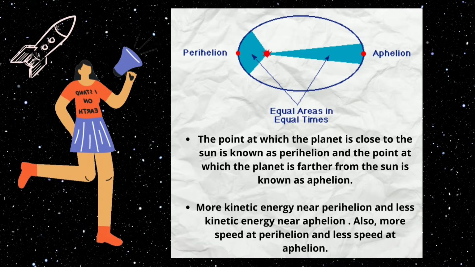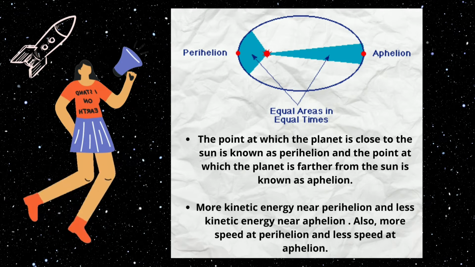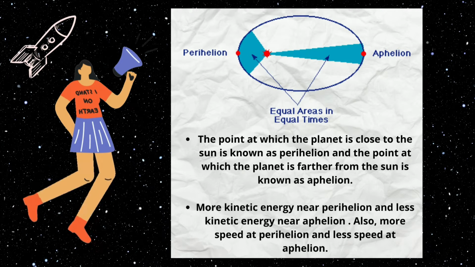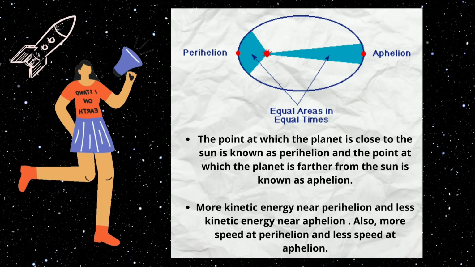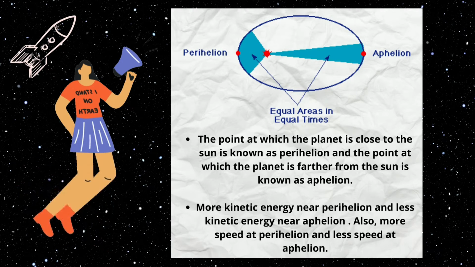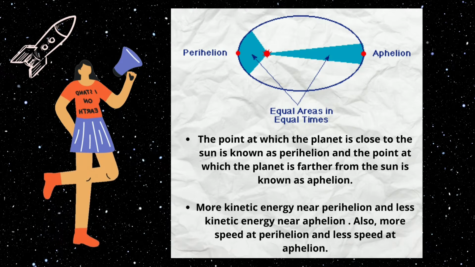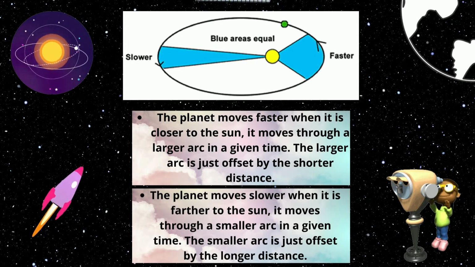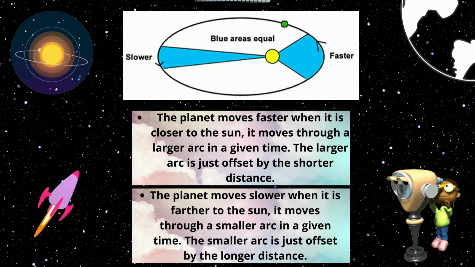The point at which the planet is closest to the Sun is known as perihelion, and the point at which the planet is farthest from the Sun is known as aphelion. Near perihelion there is more kinetic energy, while near aphelion there is less kinetic energy. Also, there is more speed at perihelion and less speed at aphelion. The planet moves faster when it is closer to the Sun. It moves through a larger arc in a given time.